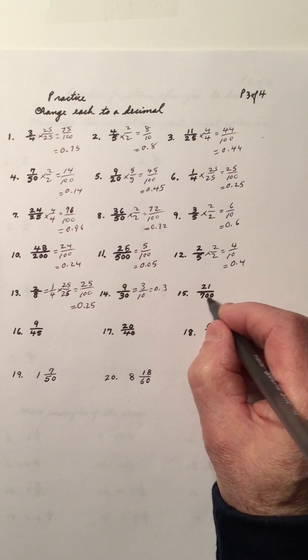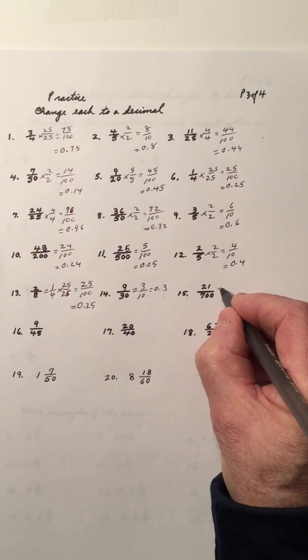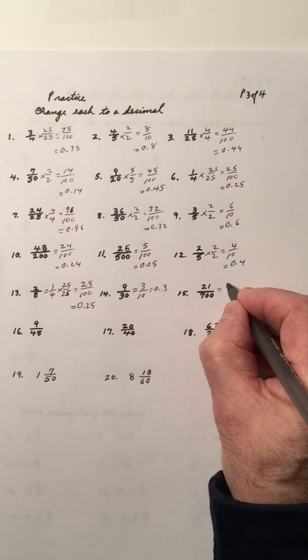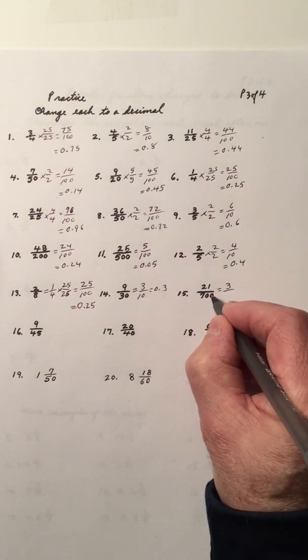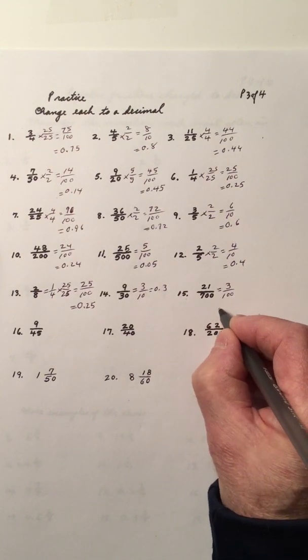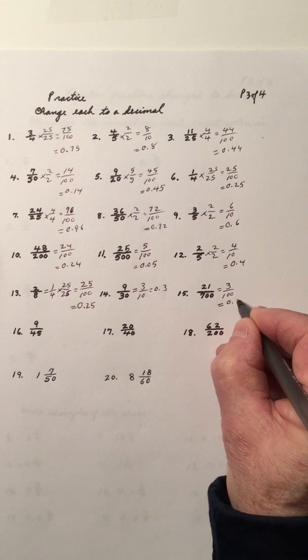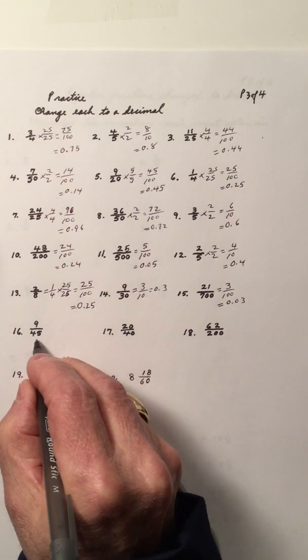To get 100 here, I need to divide by 7. Top is divided by 7 and 21 goes 3. 7 into 700 is 100. And 3 over 100 is decimal 0.3.